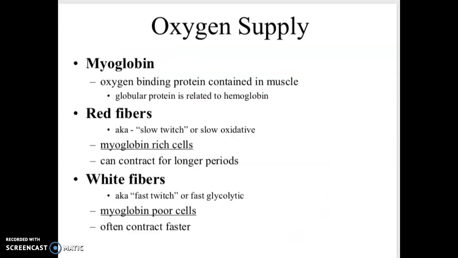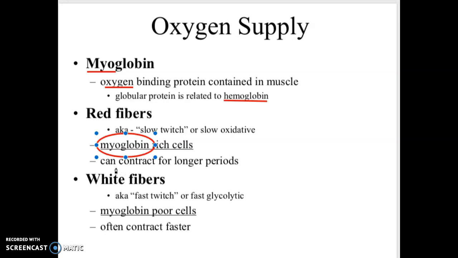As we discussed earlier, muscles desperately need oxygen in order to make ATP long term. One of the ways that we do this is a protein called myoglobin. If you remember, myo means muscle, and the globin is like the shape of the protein here. Myoglobin binds to oxygen. If you guys have heard of a similar protein called hemoglobin, that is binding to iron and oxygen in the bloodstream. So red fibers have a lot of myoglobin.